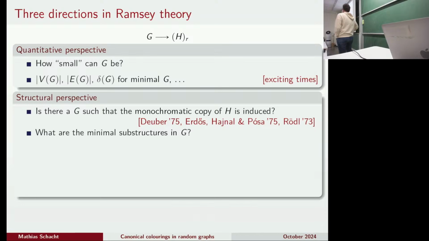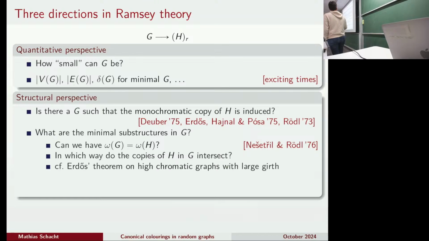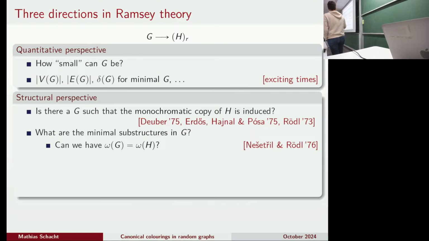And this was answered first in a special case by Vogtmann, and then in a very strong way by Rödl and Ruciński, who showed that in fact you can keep these 2 invariants the same. Okay, so you can have the Ramsey property under the assumption that the clique number of G is the same as H. Right? So there exist Ramsey graphs which have the same clique number. You don't need any larger cliques.